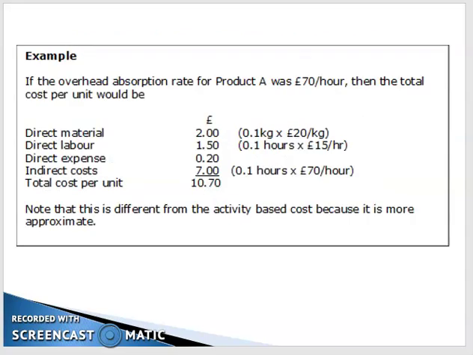So here's an example of using the overhead absorption rate. Assuming we'd calculated the rate for product A was £70 an hour, then the cost per unit would be like this. The direct costs are the same as before. The indirect costs now total £7 based on the £70 an hour rate. This gives us a total of £10.70. This is different from the activity-based cost because it is a more approximate method.